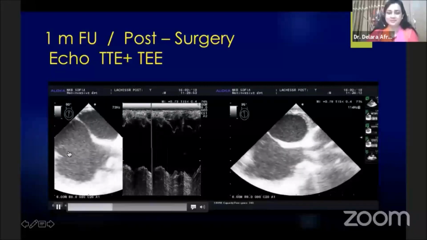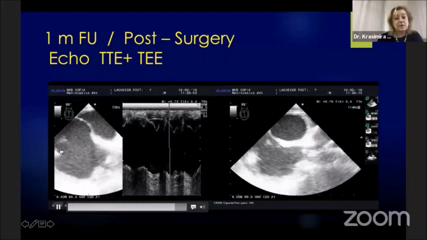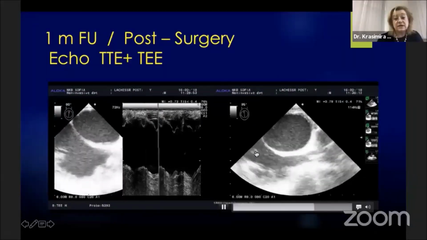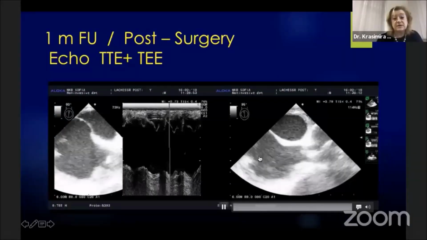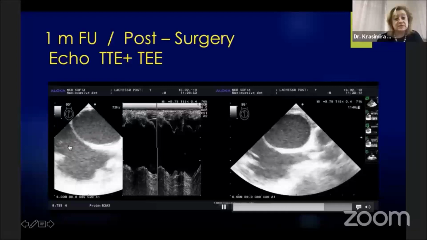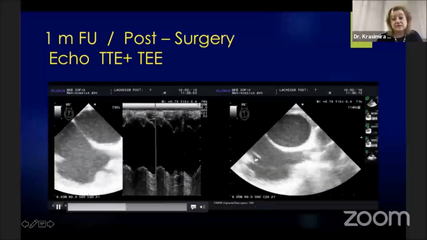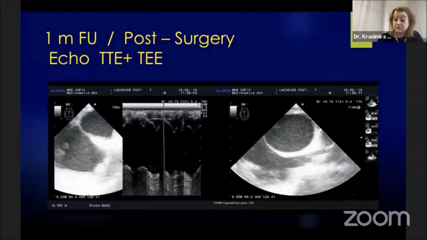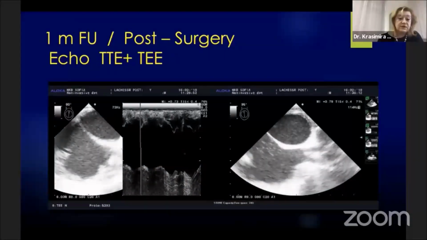Yes. This is one small mass without any fever signs from the endocarditis, but after 1 month, the patient started with another fever, and we sent him again for cardiac surgery. This is the new vegetation.